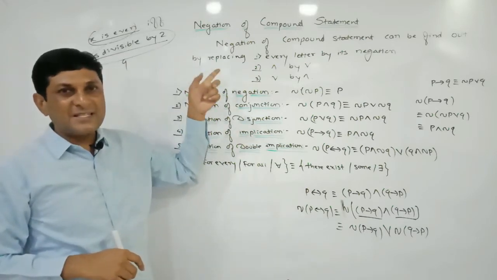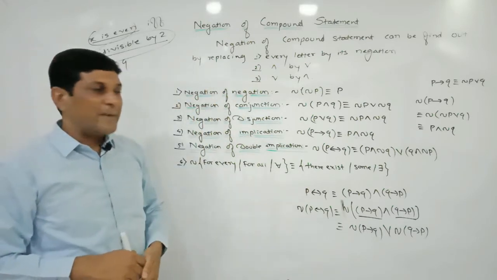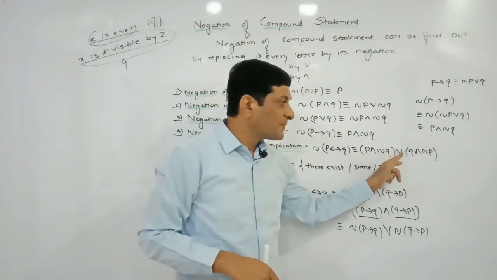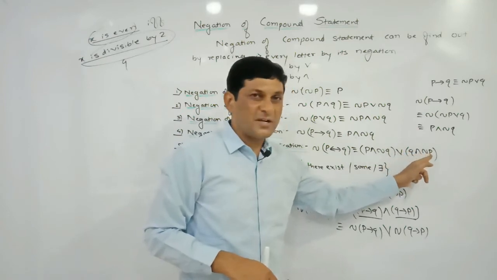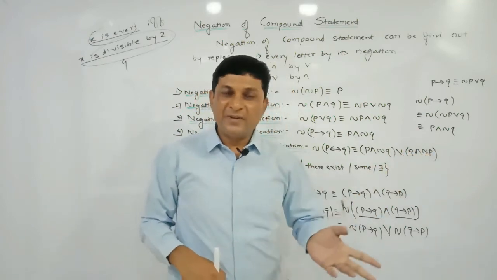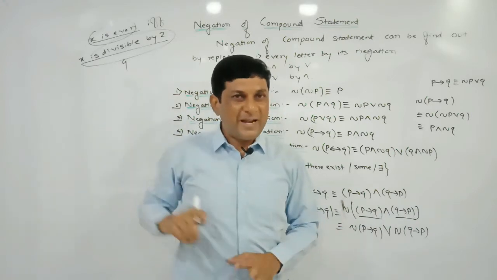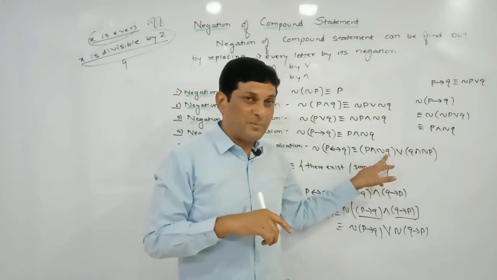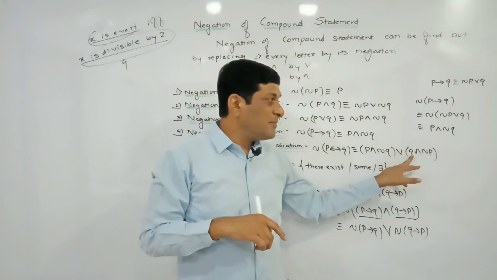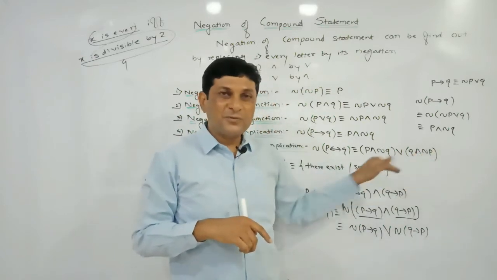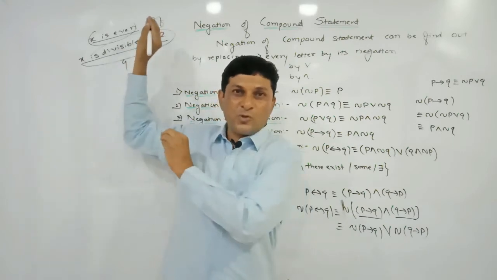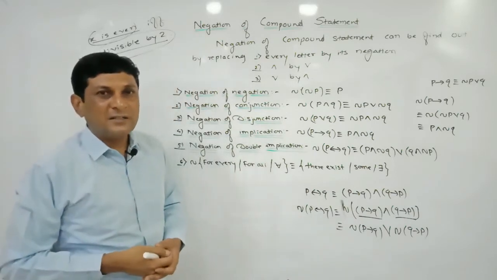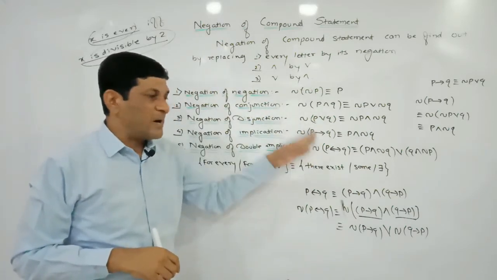Now in this symbolical representation substitute the values of P and Q. What is P? X is even. What is Q? X is divisible by 2. So here X is even but it is not divisible by 2, or X is divisible by 2 but it is not even. This will be the negation of this statement. Don't use not in this statement directly. Use these rules of negation to find the negation of this compound statement.